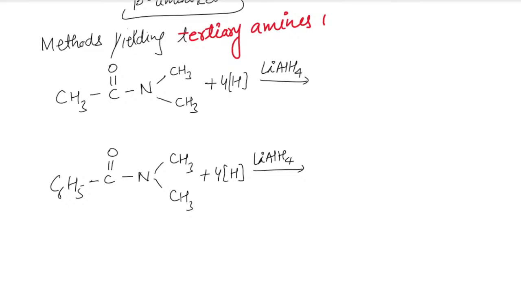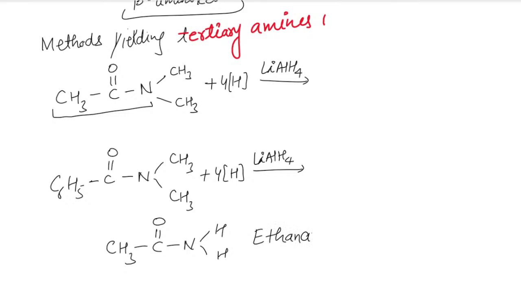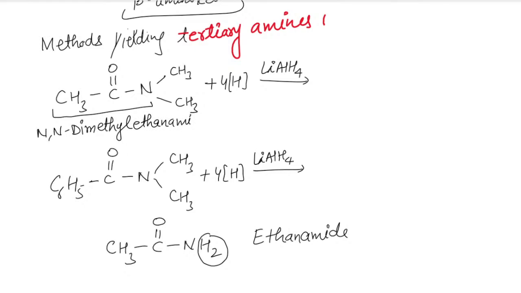Very good, Sahil. See, this is actually CH3, C double bond O and NH2. So what is this? NH2 means ethanamide, or simply write it as NH2. Okay. So this is ethanamide. Now two hydrogens of ethanamide are replaced by methyl. So it is N, N dimethyl ethanamide.